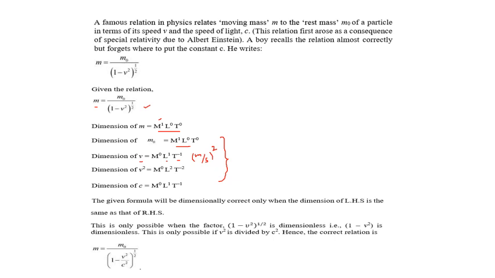This is only possible when the factor (1 minus v squared) to the power 1 by 2 is dimensionless. That is, 1 minus v squared is dimensionless. This is only possible if v squared is divided by c squared. So hence the correct relation is m equal to m naught divided by (1 minus v squared divided by c squared) to the power 1 by 2. Now both the sides, the dimension is equal, so it proves the homogeneity principle.